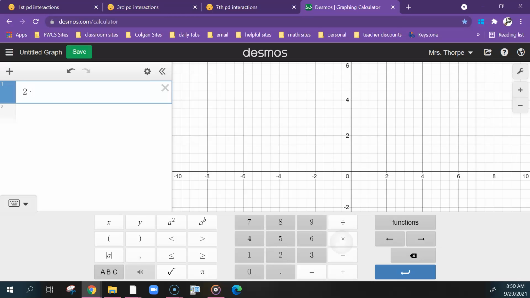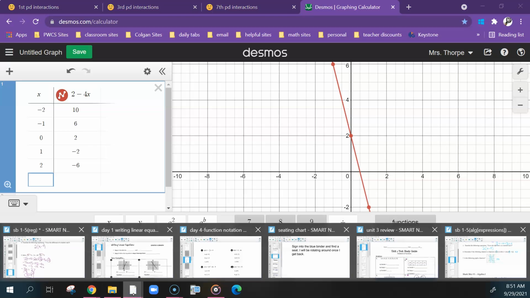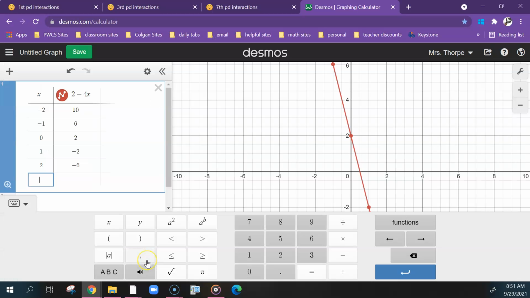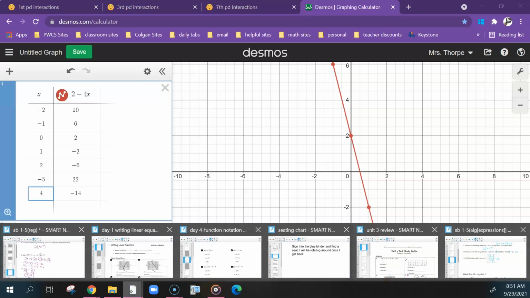2 minus x minus. And then here, the table. What values did we need? I don't remember. That's the one that you do. Negative 5 and 4. Negative 6, negative 2. So we have negative 2 up here, it should be 10. Negative 5 is 22. Positive 4 is negative 14. So 22, 10, negative 14.